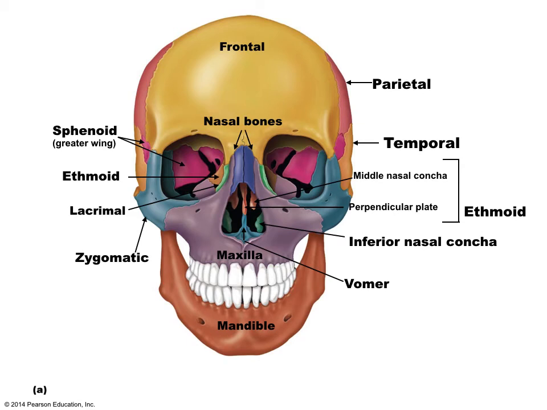First slide shows the anterior view of the skull. Largest bones are frontal, parietal, zygomatic cheekbones, two maxillary bones, a single mandible.